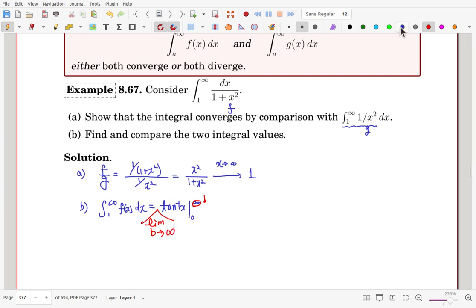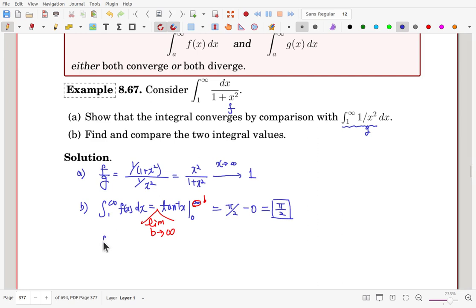In this sense, when x is infinity, the value of arctangent is pi over 2, and for 0 it is 0. Right? So the final answer is pi over 2.